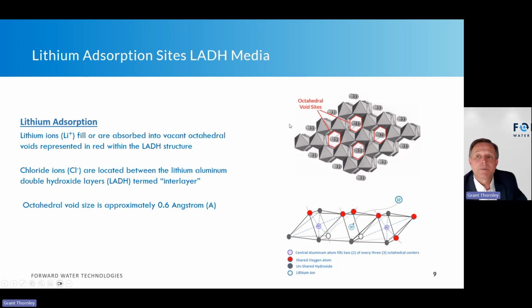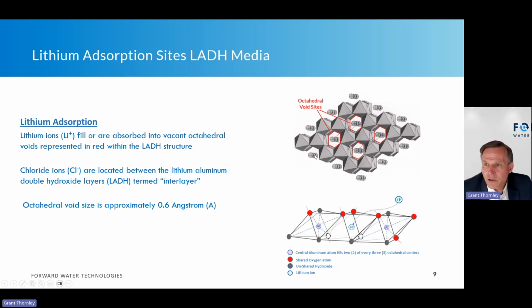Now, different sorbent medias will have different numbers of octahedral sites, or different numbers of moles of lithium that can be absorbed into a unit of that sorbent. So anywhere from 3 voids to 4 voids to 5 voids, so to speak. Of course, the newer sorbent is the kind of 5 voids.